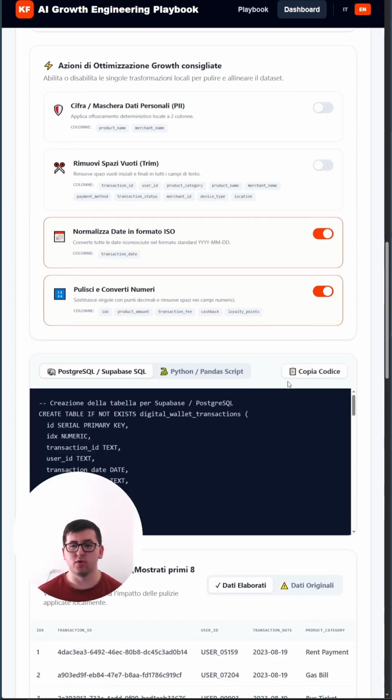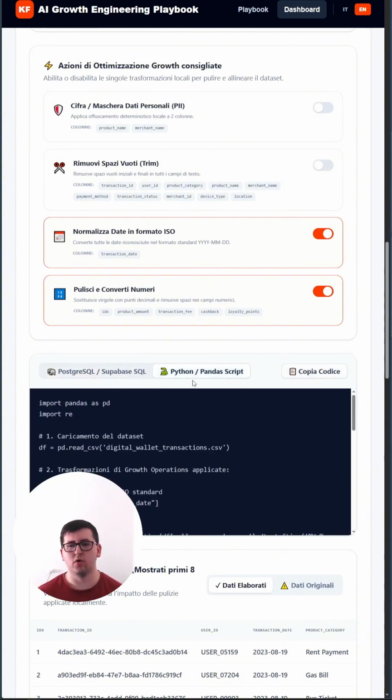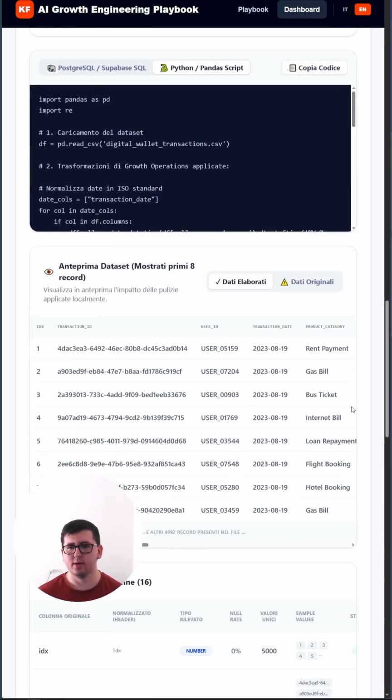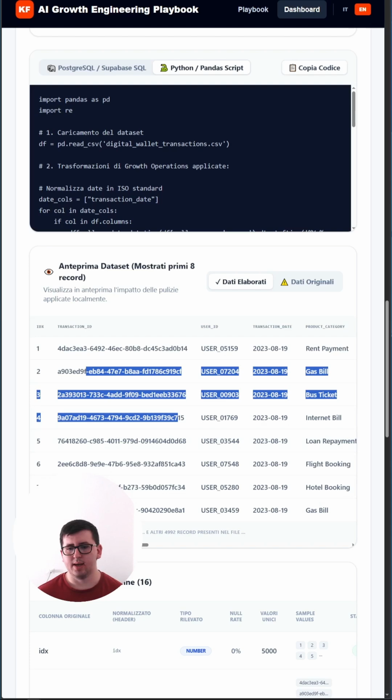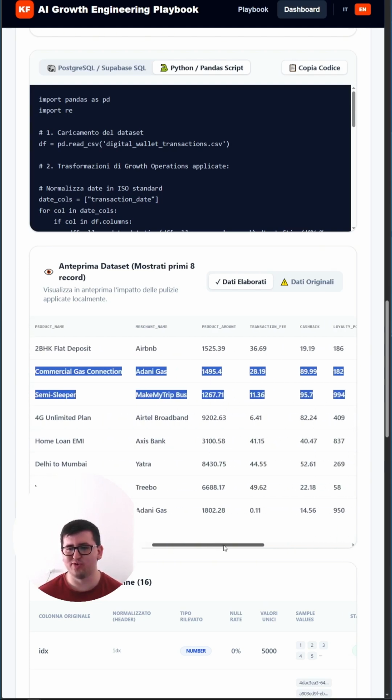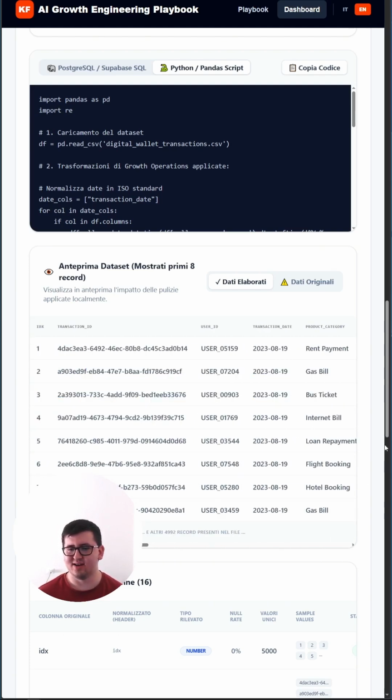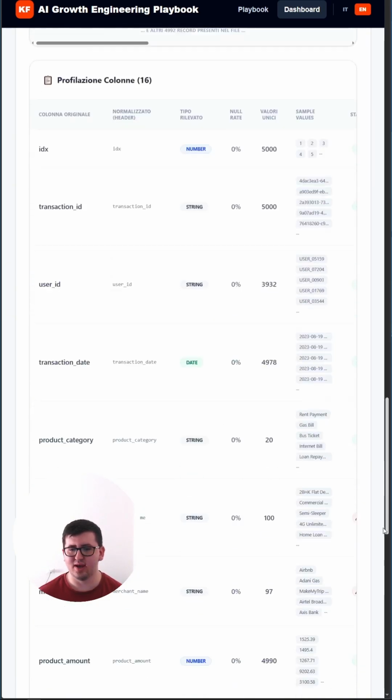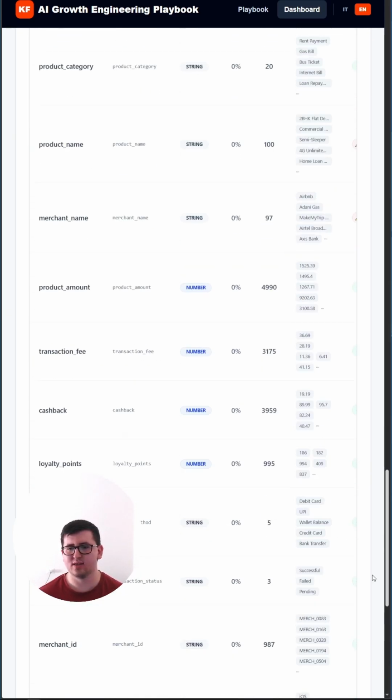And you can have the code, so you can copy this code and use it to take the data from your database or run a Pandas script with Python, and it's really, really important. Here we have all the data and everything, what do we have, what don't we have, we can check it. It's really cool.